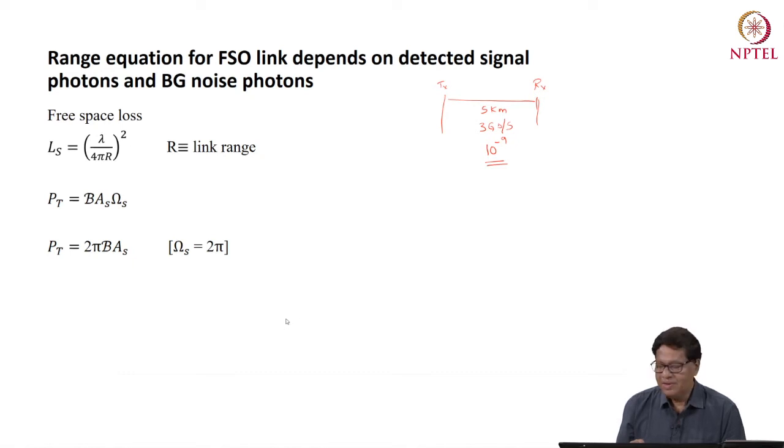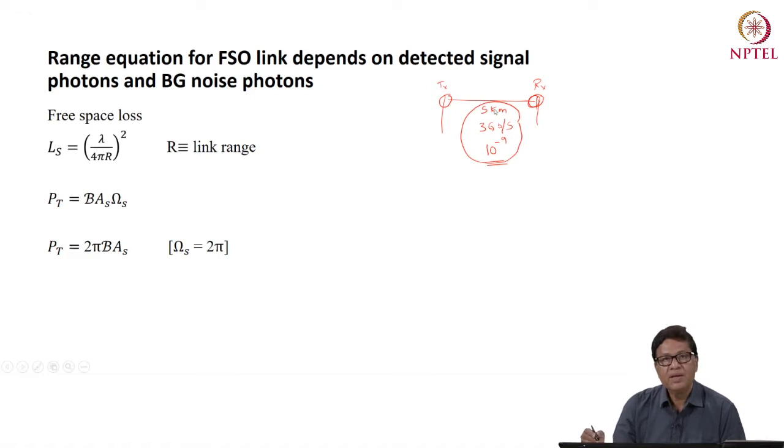So how do we design? What should be the level of the transmit power, what kind of source should I use, a laser source, and what kind of divergence angle, what kind of receiver, what kind of antenna gain at the transmitter, antenna gain at the receiver, right? When these parameters are given.